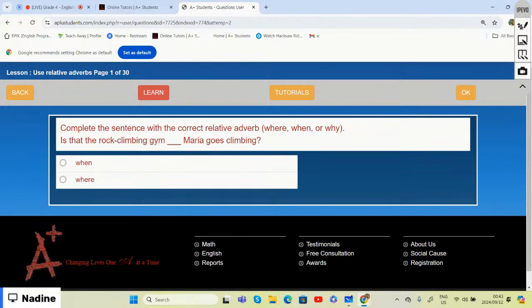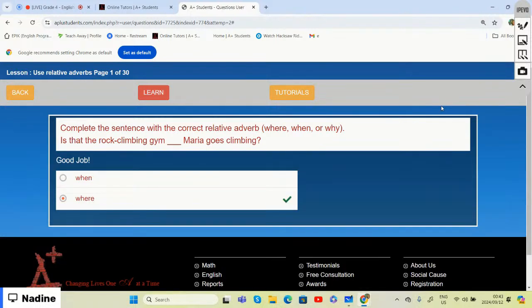Is that the rock climbing gym when Maria goes climbing or where she goes climbing? And if we were to choose the correct one, we can say it is where. Because remember, they're asking where she goes, right? It shows us the place, tells us the place.